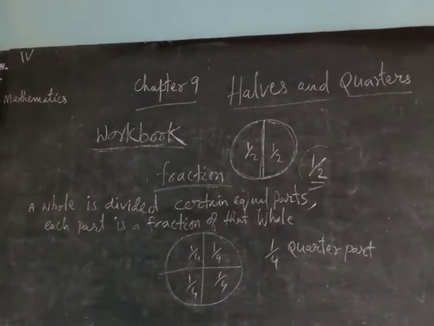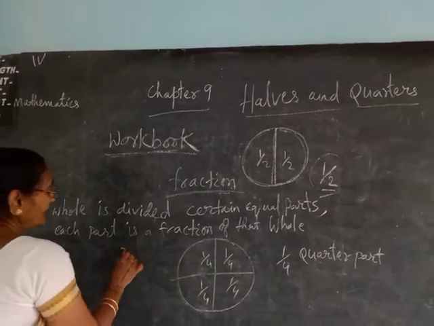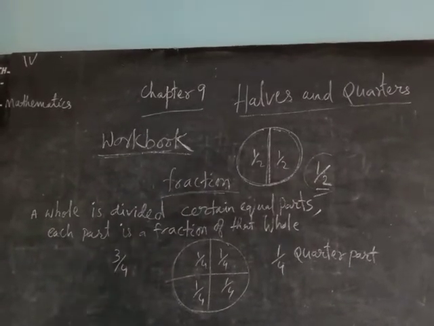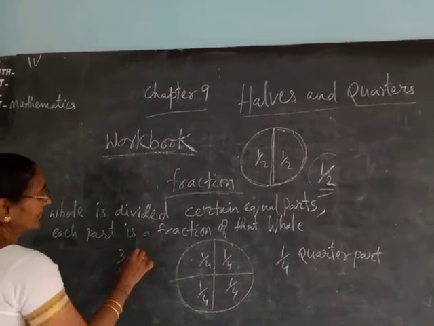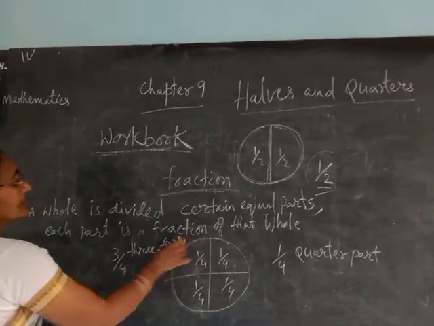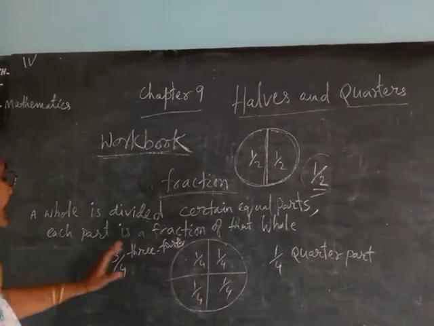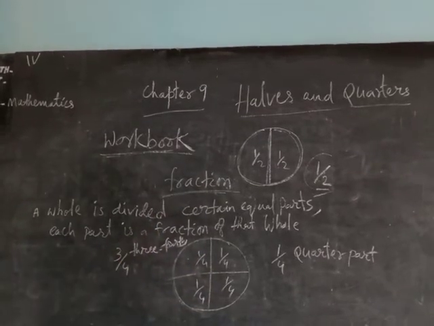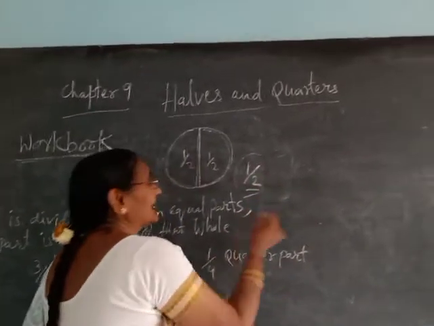When an object is divided into four equal parts, 3 parts are denoted as 3 by 4, or 3/4 of the whole. Do you understand that? Next, come to the fraction. A fraction means 1 by 2 or 1 by 4, like this.